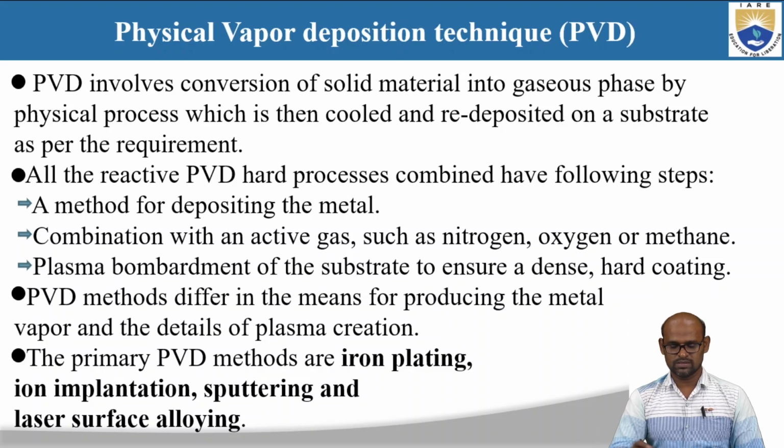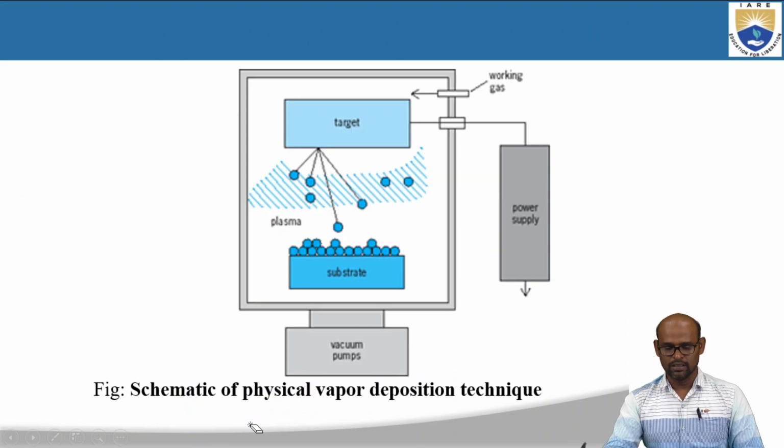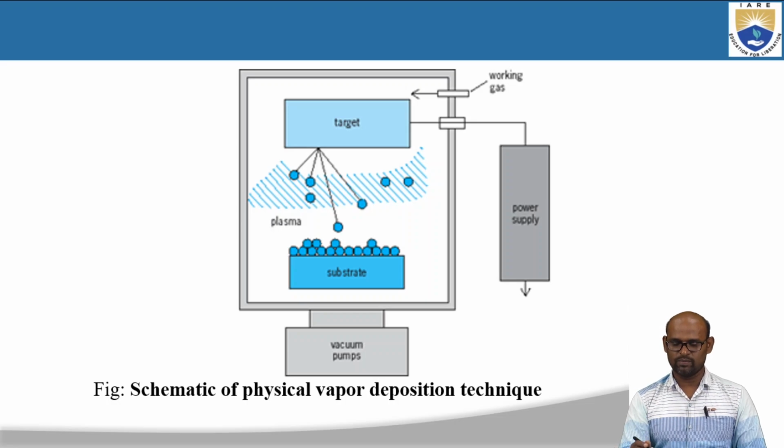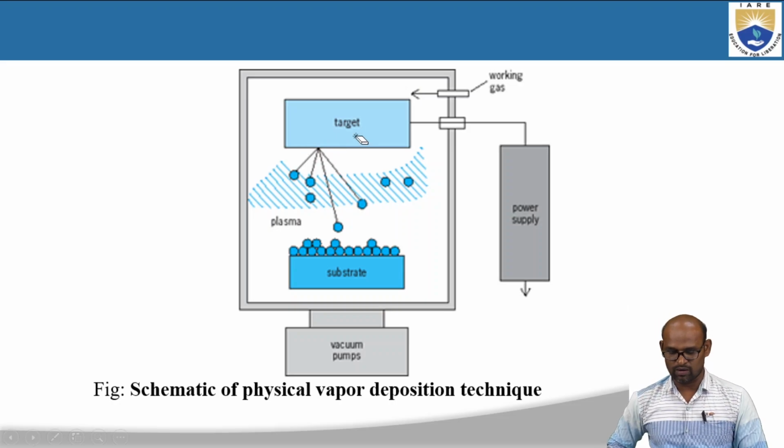So PVD differs in the means of producing the metal vapor and details of plasma creation. The primary physical vapor deposition methods are ion plating, ion implantation, sputtering and laser surface alloying. So these are some of the methods of physical vapor deposition technique, and this is the schematic of physical vapor deposition technique, where plasma is bombarded. Bombardment of plasma will give rise to this dense coating of these metal particles in gaseous forms onto a substrate.